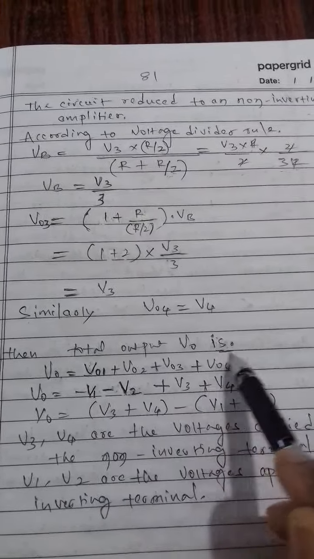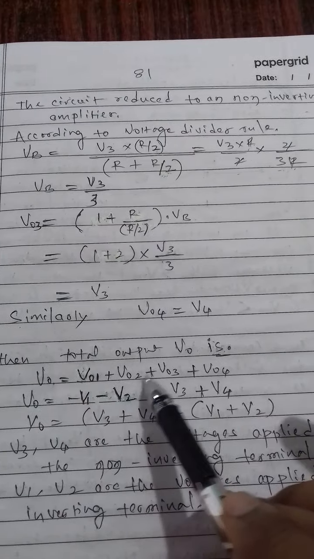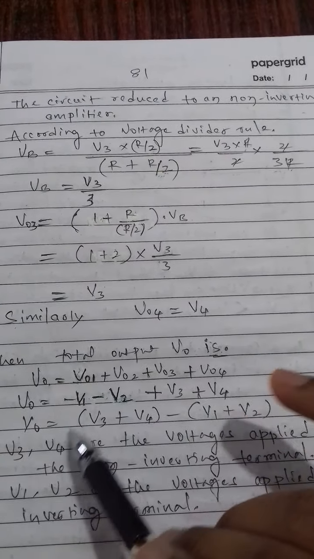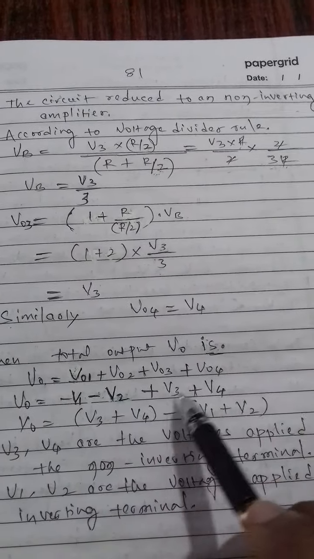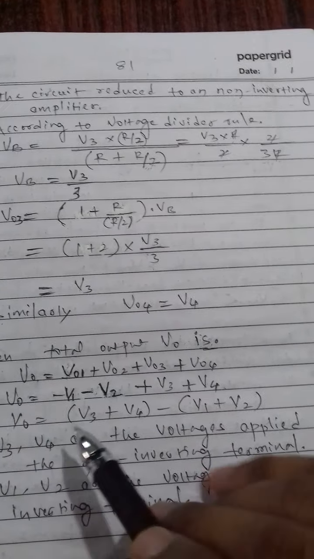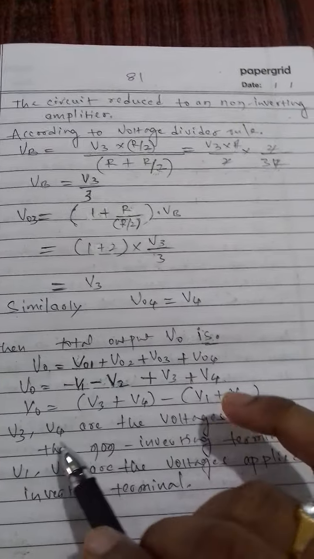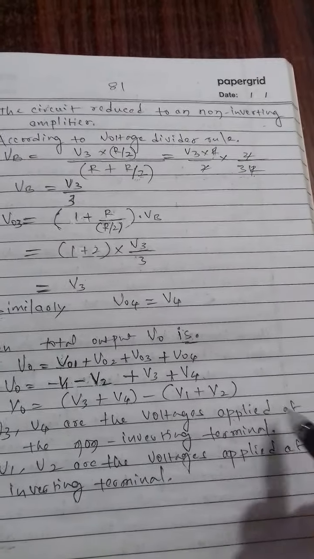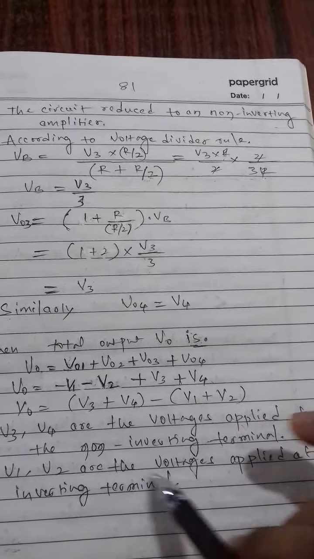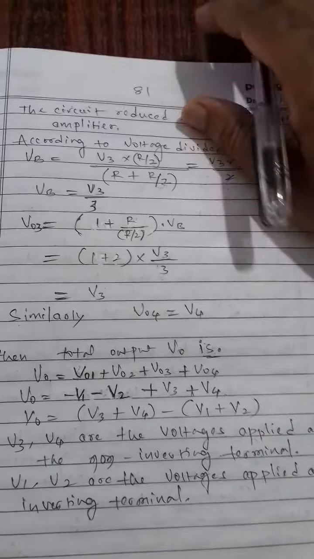Then the total output voltage is VO1 plus VO2 plus VO3 plus VO4, that is, minus V1 minus V2 plus V3 plus V4. So the output voltage is equal to V3 plus V4 minus (V1 plus V2). V3, V4 are the voltages applied at the non-inverting terminals. V1, V2 are the voltages applied at the inverting terminals.